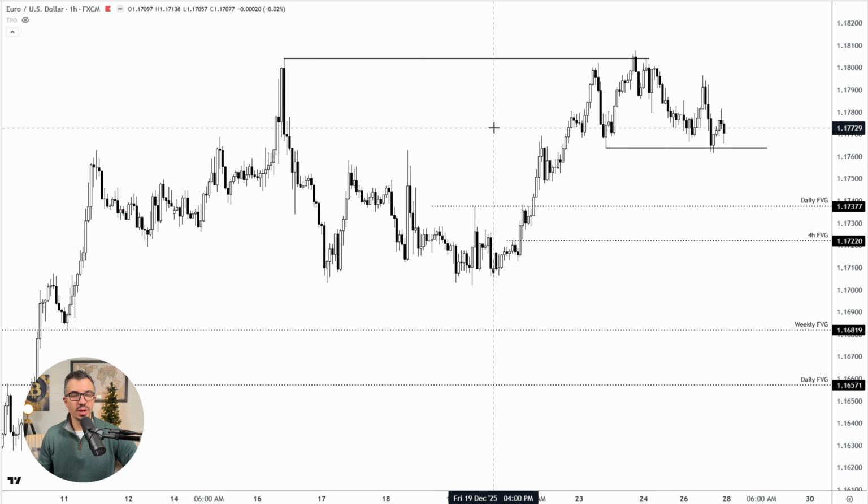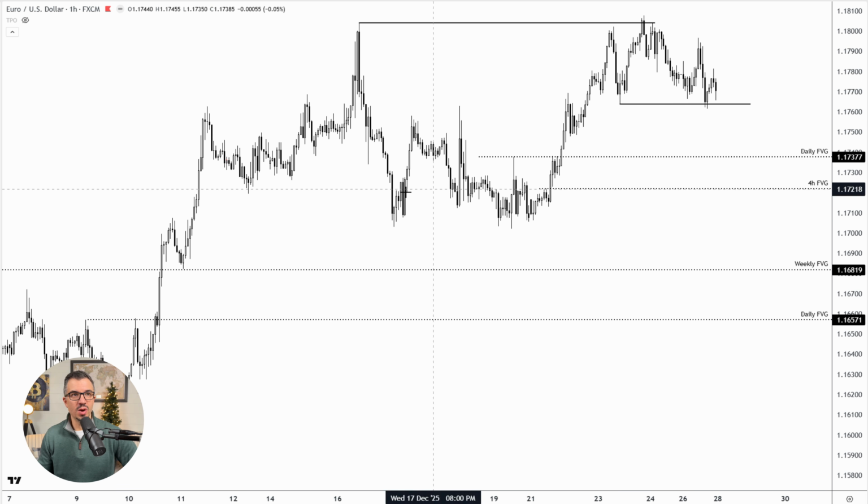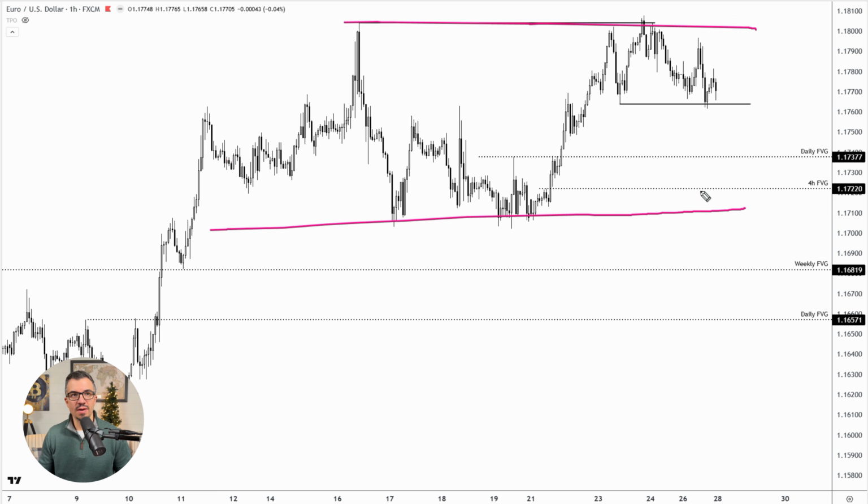So for me, the way I'm looking at this is that technically this is internal. Really, this is just a range here for the euro. However, we do have this pocket down here for the euro between 117.22 and 117.38. And that is the location.